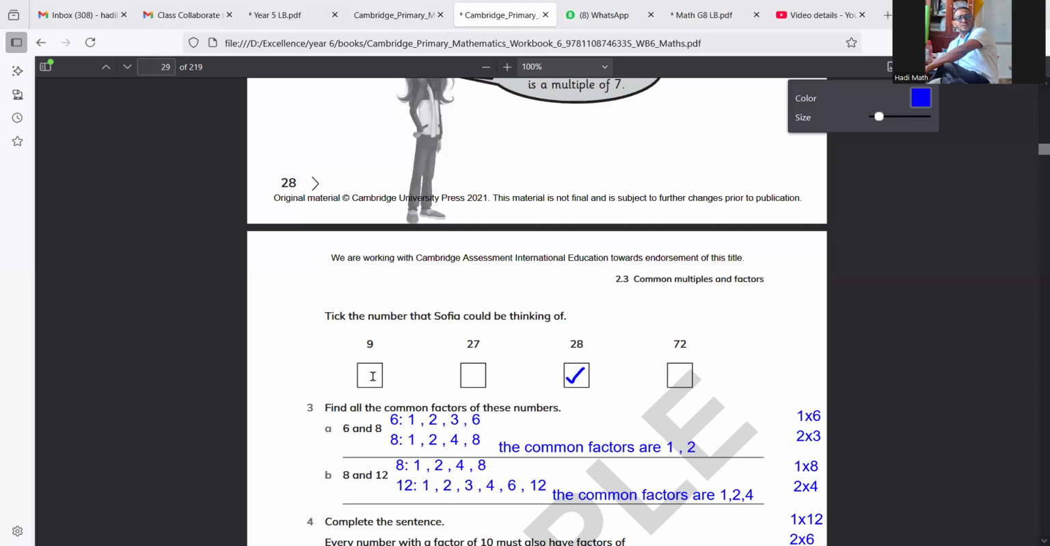9 is not a multiple of 7, not a multiple of 2. 27 is not a multiple of 7 and not a multiple of 2. 28 is an even number, so it's a multiple of 2. And it's also a multiple of 7 because 7 multiplied by 4 is equal to 28. 72 is a multiple of 2, yes, but not a multiple of 7.